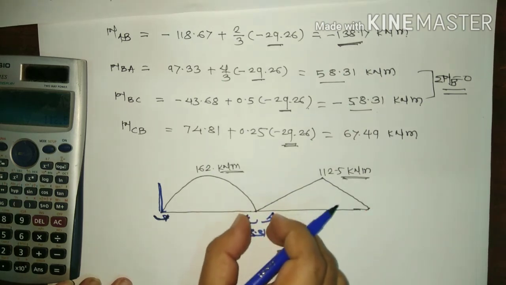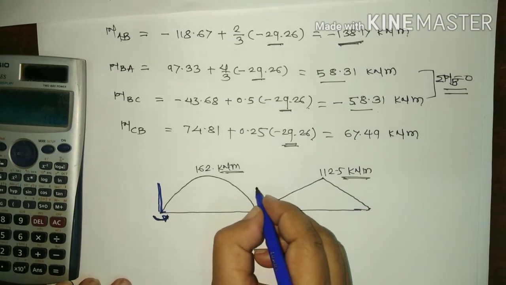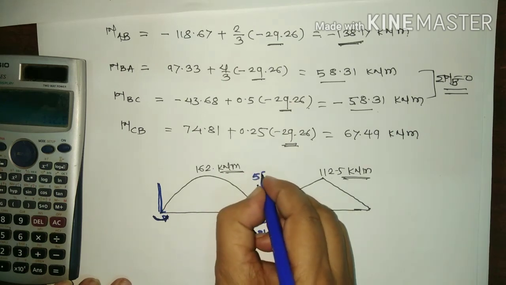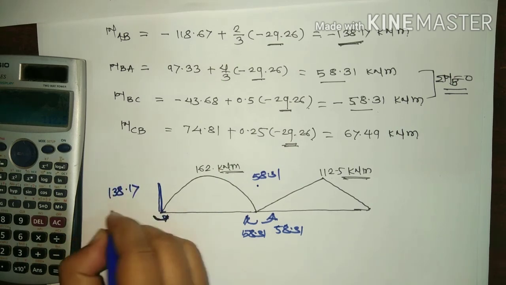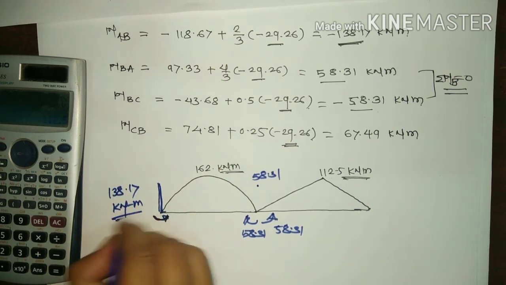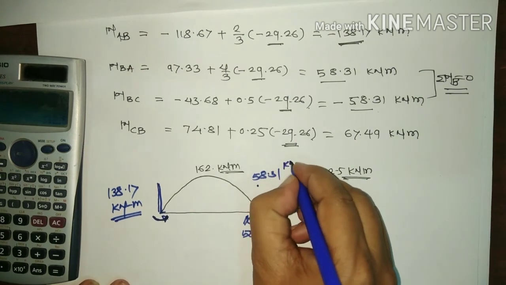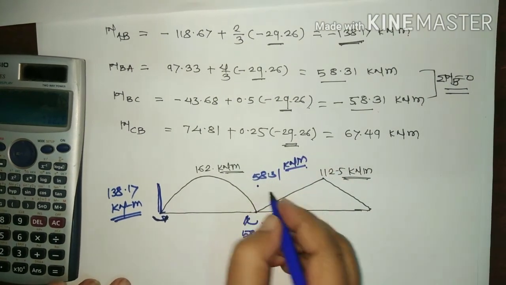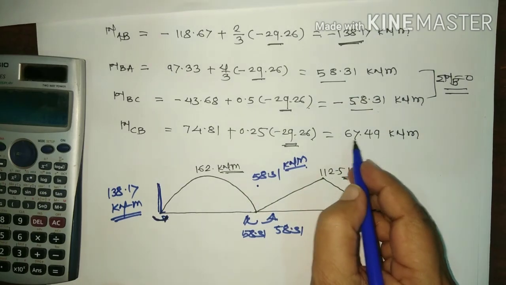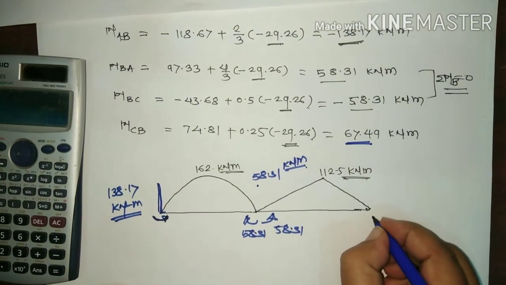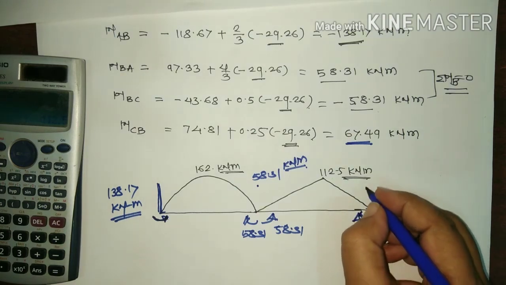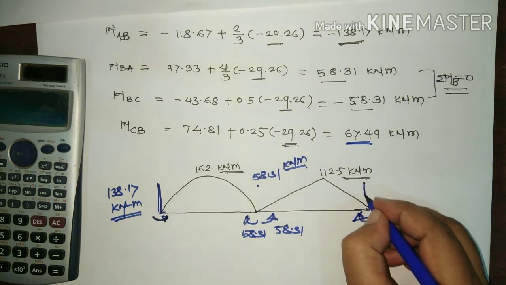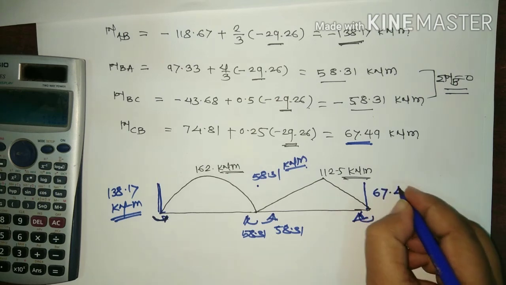So this type of sign is hogging bend moment. That is 58.31. Here is 138.17 kilonewton meter. Then last here, this is plus. Plus means clockwise. So apply here the clockwise. So this tries to push this upward. That is why it is hogging. So 67 something here. This is 67.49.